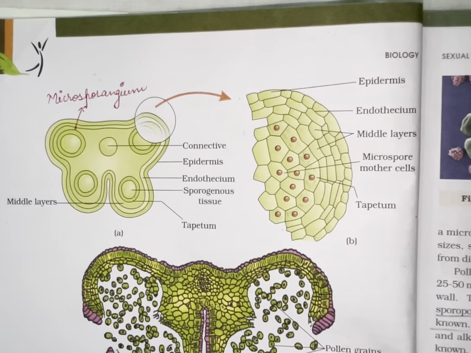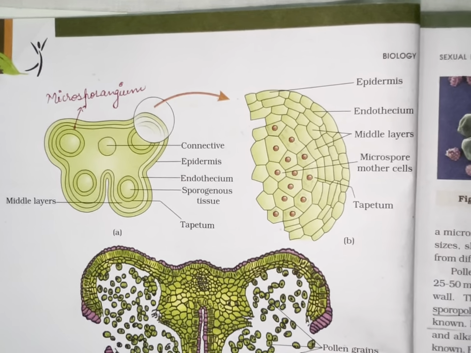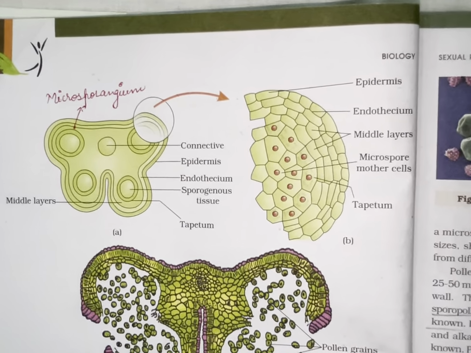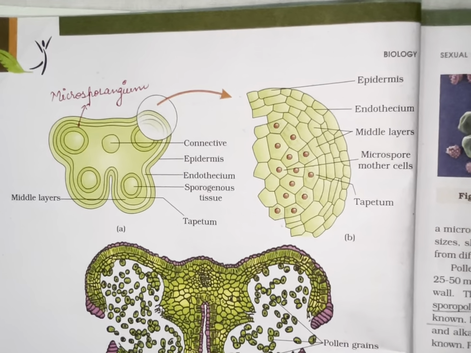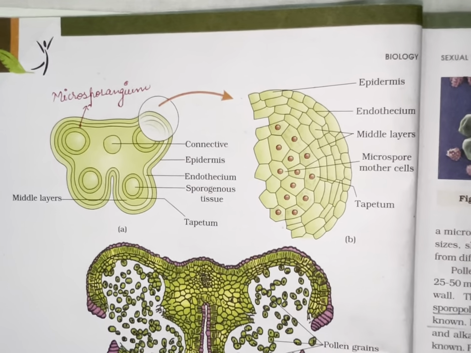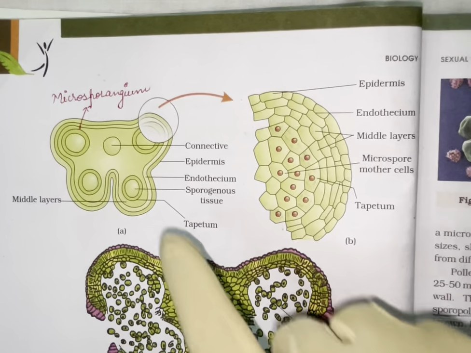Hello IBNs. In this video, I am going to explain the structure of Microsporangium and Megasporangium. So firstly, we are going to start with Microsporangium. What is Microsporangium? It's the structure which is found inside the anther.